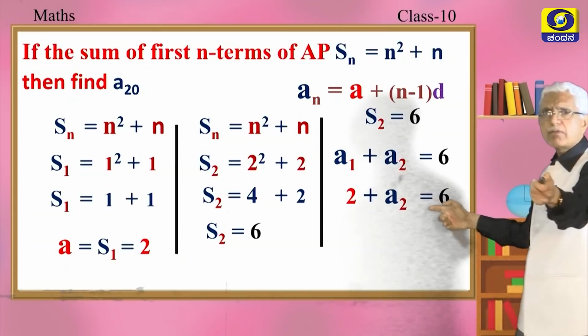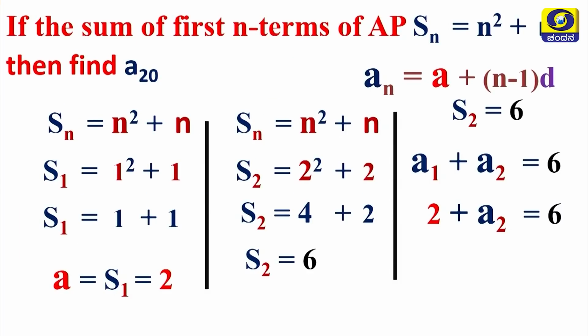Beautiful. You have already found out the first term here, right? A1 or A, which is S1, is 2. So, in place of A1, what have I done, my dear children? I have substituted 2. 2 plus A2 is equal to 6, correct? Or A2 is 6 minus 2, A2 is equal to 4.